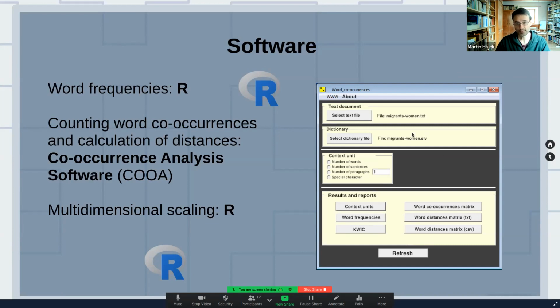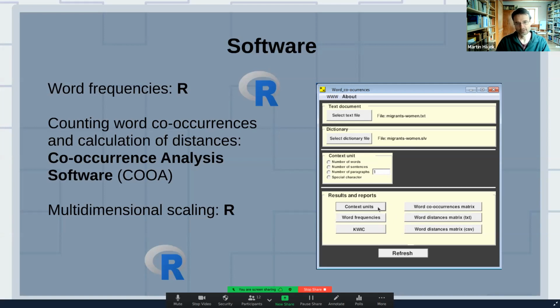And it's very simple. You select your text file. This was migrants' stories, women migrants' stories. You select a dictionary file. This is the most frequent semantic words, a selection of 50 of them. You select a context unit that can be a number of words, sentences, or paragraphs. I opted for one paragraph, one story as a context unit, and you calculate the word co-occurrence metrics.